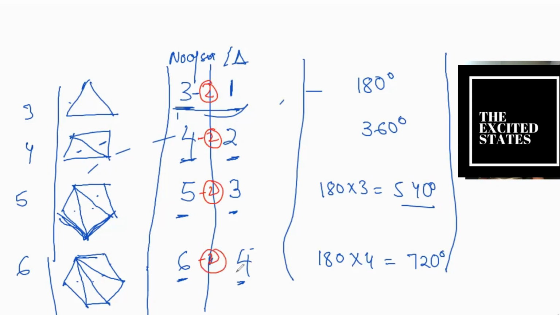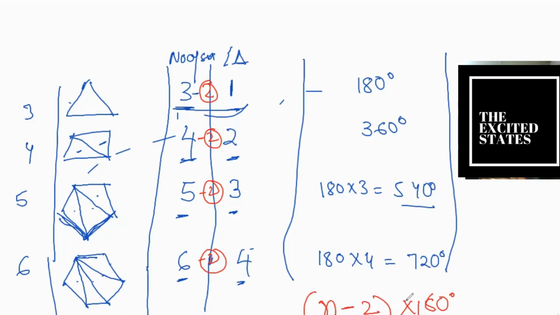Got it? So if you are aware of the number of sides, I say heptagon, right? Heptagon has 7 sides. If you know the number of sides, you can find out the sum without drawing anything. We have derived a generalized formula: if the number of sides is n, then (n minus 2) into 180 will give you the sum of angles.